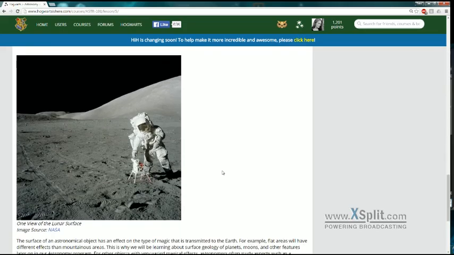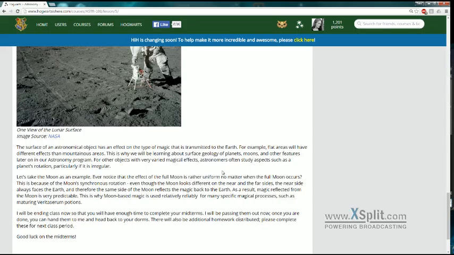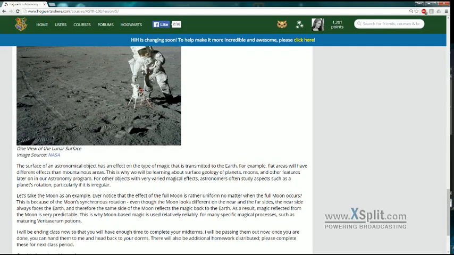Surface. Here we have a really cool picture of the moon's surface. It's called One View of the Lunar Surface from NASA. That is a really cool picture. The surface of an astronomical object has an effect on the type of magic that is transmitted to the Earth. For example, flat areas will have different effects than mountainous areas, which is why we will be learning about surface geology of planets, moons, and other features later on in our astronomy program.